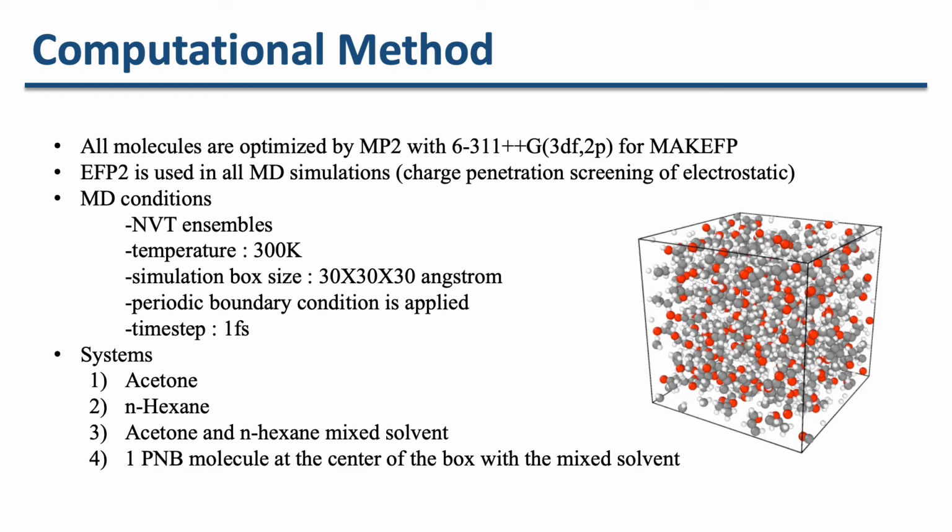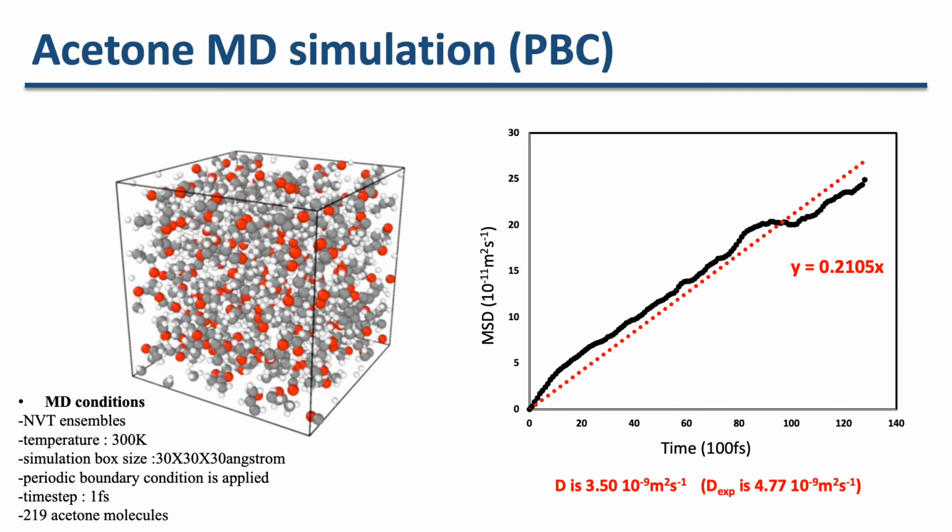So there are 4 different kinds of systems: pure acetone, pure hexane, and the mixture of acetone and hexane. And then I added 1 paranitrobenzaldehyde, which is the main reactant in the aldol reaction, to the mixed solvent. So this is the pure acetone MD simulation, and then the graph is the time versus the mean square displacement.